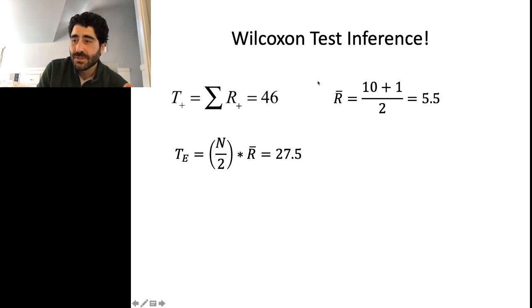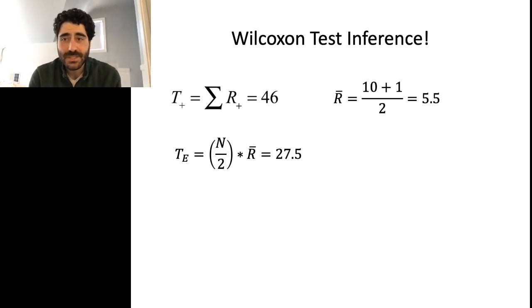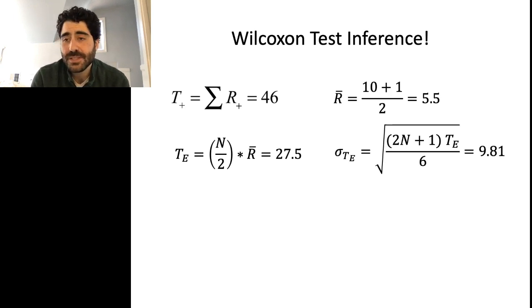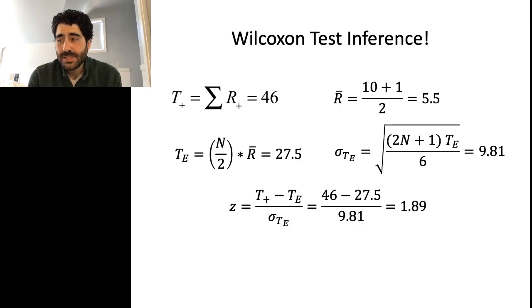What we actually observed is that we got 46 in the positive group. And again, to know if that's interesting or not, we need to know the standard error. So we can compute that using this formula, which is 9.81. And then we can compute a z-score. We can ask how many standard errors away from our expectation are we? And the answer is 1.98.